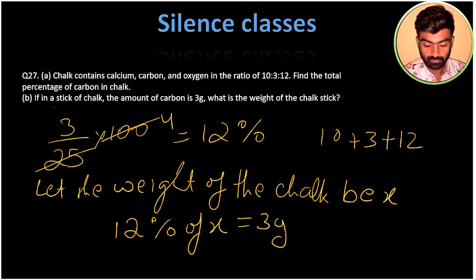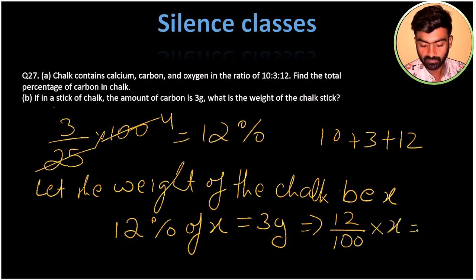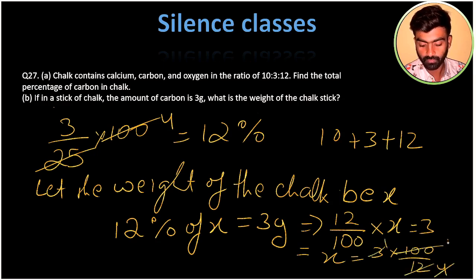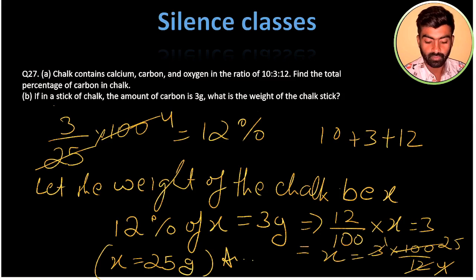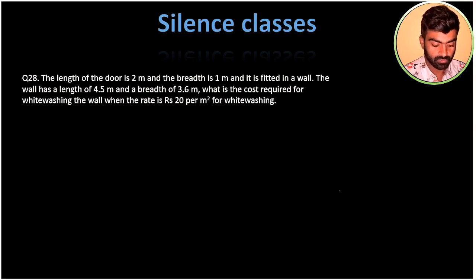We can solve this equation: 12 upon 100 multiplied by x is equal to 3. I will send this to the right-hand side, so x is equal to 3 multiplied by 100 upon 12. 3 1s are 3, 3 4s are 12, and 4 25s are 100. So we get the value of x is equal to 25 grams. This is the answer and the weight of the given chalk. So we have completed this. Now let's move to the 28th question.